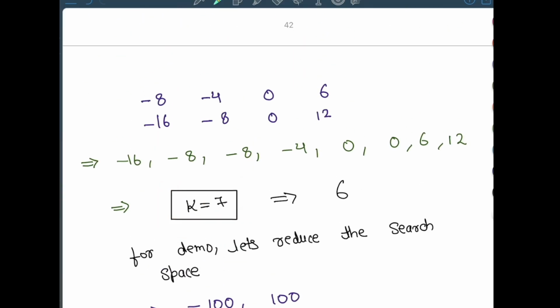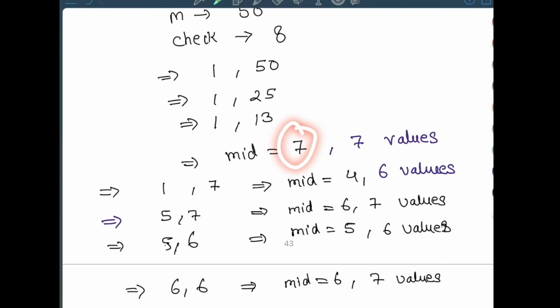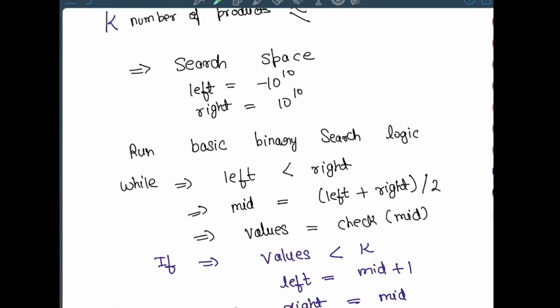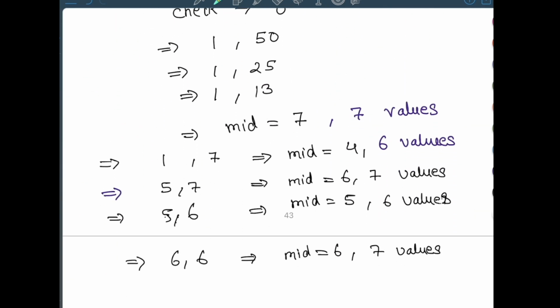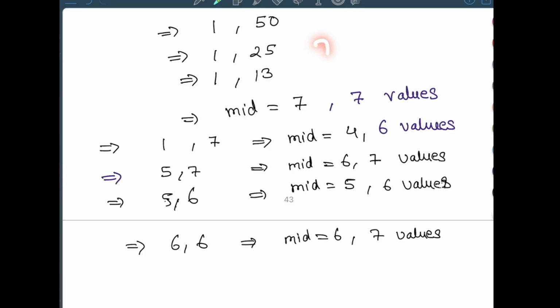I don't know if this 7 is the correct answer, and actually 7 is not the correct answer, right? But let us say the answer is 7, then there are 7 values which are less than or equal to 7. We are not going to end our loop, because binary search ends when left is more than right or left is equal to right. We are going to run the loop till left is less than right. That's the basic binary search. So right now we got 7 values when the mid is 7. Again, we will reduce the search space, because our answer can be 7 or less than 7, right? Our answer can be less than 7 as well, right?